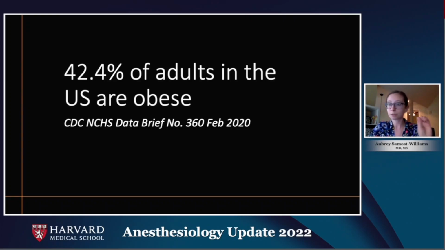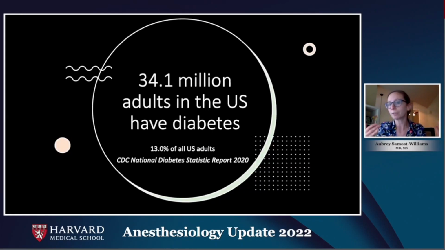And of this subset, 42.4% with obesity, turns out that there's 34.1 million patients in the US with diabetes. And again, that number is only growing, and about 90% of these are going to be type 2 diabetics. This represents 13% of all US adults, and again, increasing. So these patients are absolutely coming to operating rooms all around the country with us, and it's up to us to know how to care for them. So with that, we're going to jump straight into thinking about some of these agents. So hold on tight, and here we go.